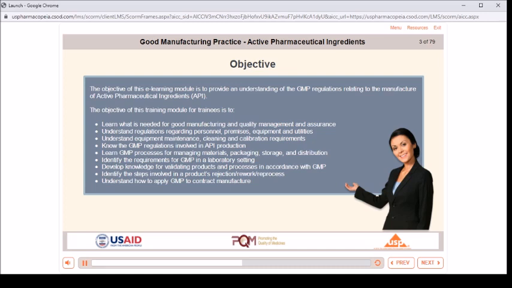know the GMP regulations involved in API production, learn GMP processes for managing materials, packaging, storage, and distribution, identify the requirements for GMP in a laboratory setting, develop knowledge for validating products and processes in accordance with GMP, identify the steps involved in a product's rejection, rework, and reprocess, understand how to apply GMP to contract manufacture.